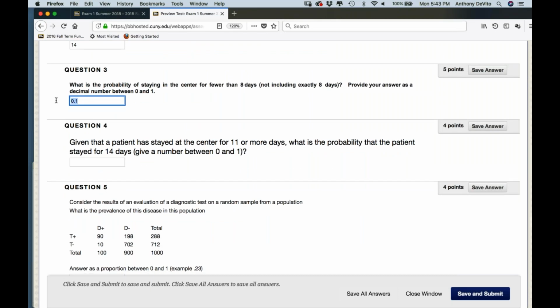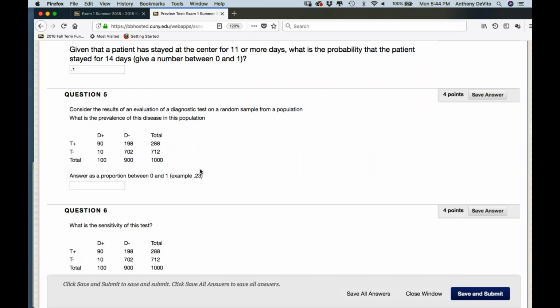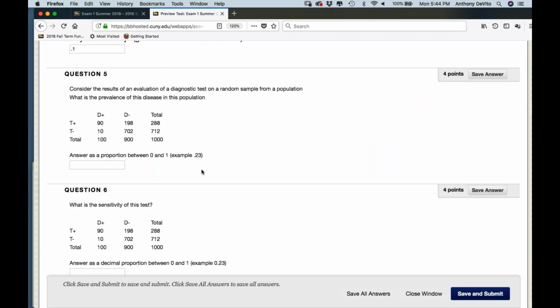Oops, I'm sorry there. Okay, what was that one? Did I ask for a proportion there? 0.33? Okay. 0.33, and this is 0.1. Okay, good. All right, so that's what we did with that.